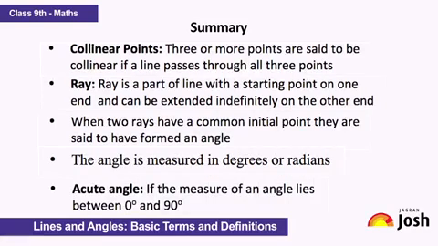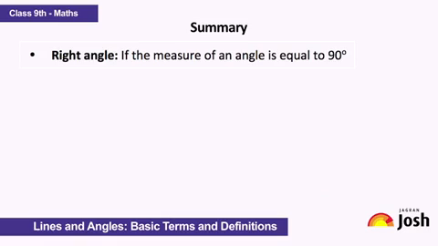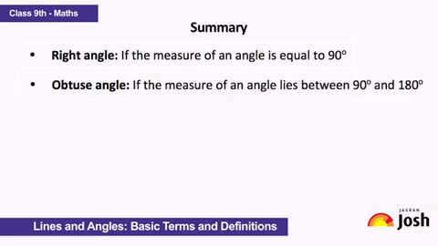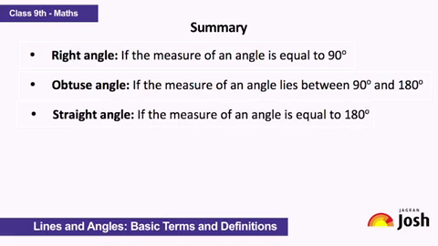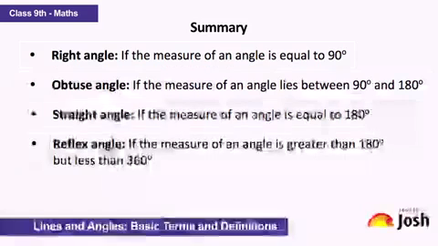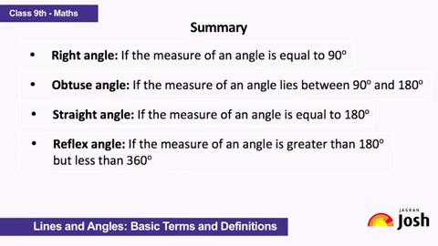Acute angle. If the measure of an angle lies between 0 degree and 90 degree. Right angle. If the measure of an angle is equal to 90 degrees. Obtuse angle. If the measure of an angle lies between 90 degrees and 180 degrees. Straight angle. If the measure of an angle is equal to 180 degrees. Reflex angle. If the measure of an angle is greater than 180 degrees but less than 360 degrees.